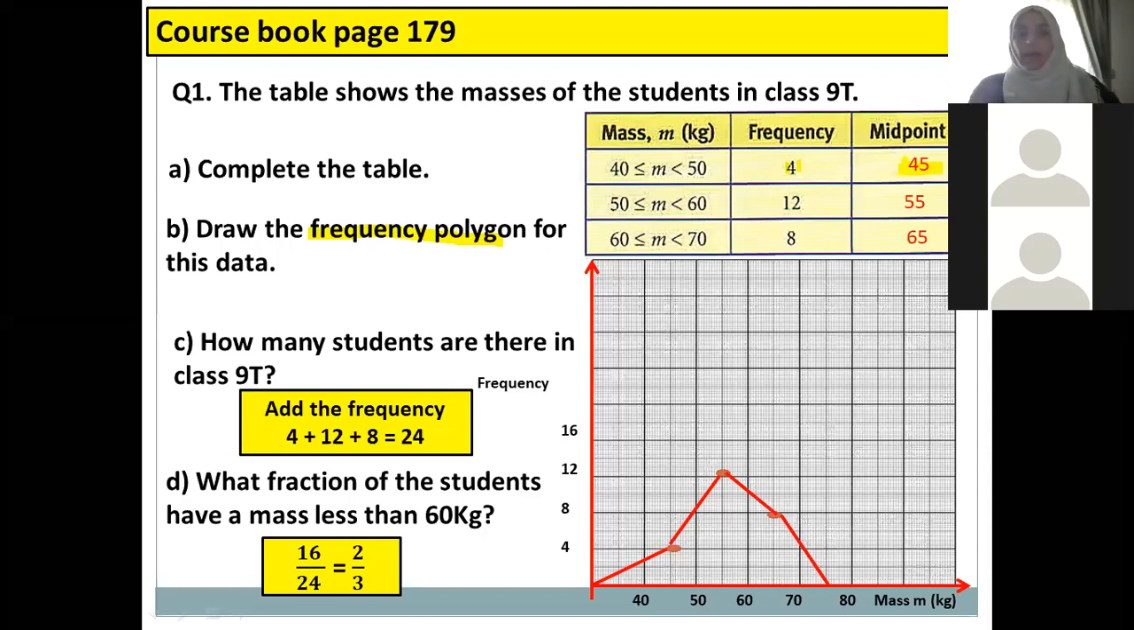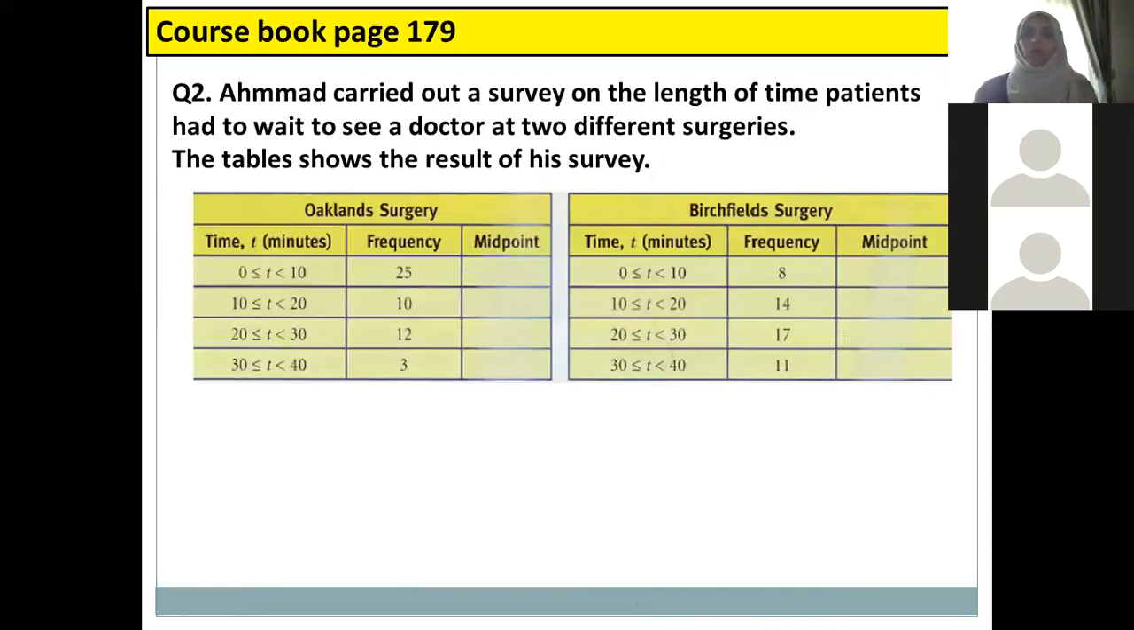This is another example. We have Ahmed, who carried out a survey on the length of time patients had to wait to see doctors at 2 different surgeries. The table shows the results of the survey. It says length of time, so this is a continuous type of data. Once we have length of time, that means it's continuous data.